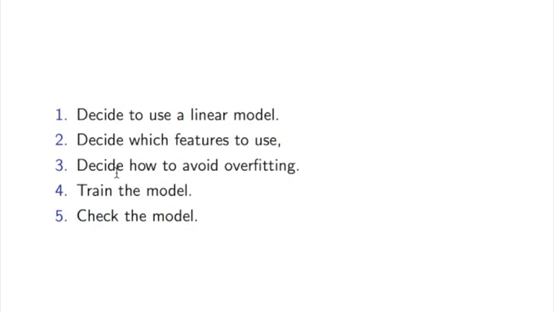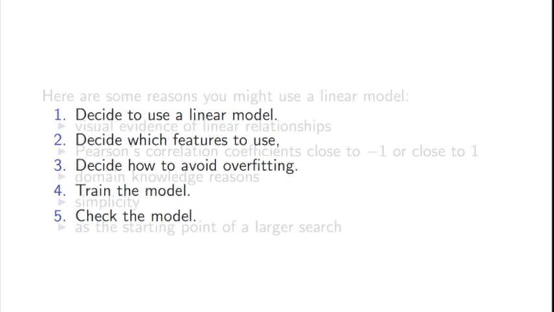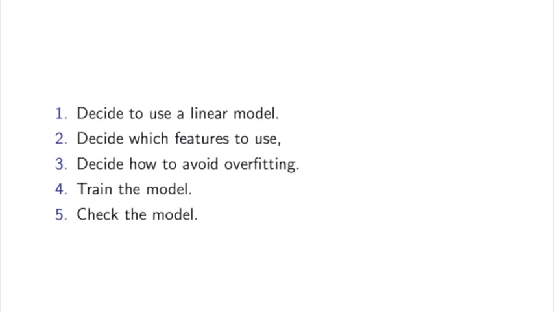So let's talk a little bit about the process of creating a linear model. The first step is you have to decide that you're going to use a linear model. You should have reasons why you think it might be a good fit. Then you should decide which features you'll actually use of your feature set, decide how you'll avoid overfitting, train the model, and check the model. Now we're going to basically do 1 and 4 in the next few modules, and 2 and 3 we'll see a little bit, but they're going to become more important later in the week and in the course.